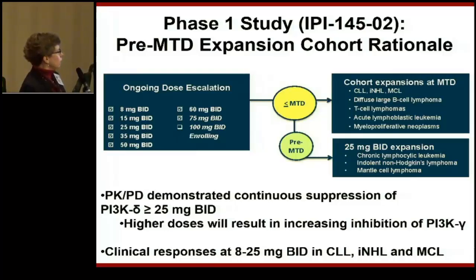However, it was also decided that there would be expansions at 25 milligrams BID in the CLL and the indolent lymphomas. And this was based on PK/PD data that I'll show you in a minute, showing continuous suppression of the delta isoform at doses of 25 milligrams BID. And there was concern that higher doses would result in increasing inhibition of gamma and that might be associated with infectious toxicity. In addition, clinical responses were seen at the very low doses, 8 to 25 milligrams BID, in CLL, indolent lymphoma, and mantle cell lymphoma.